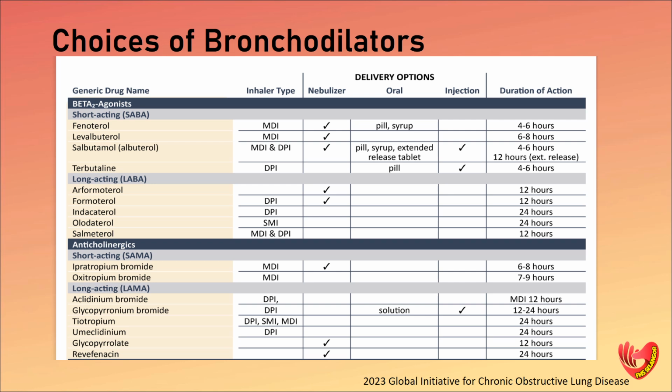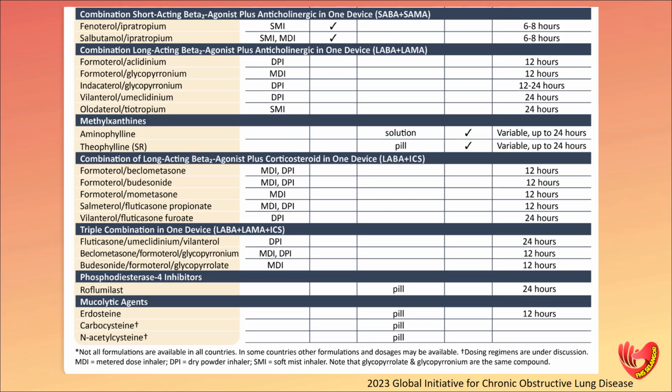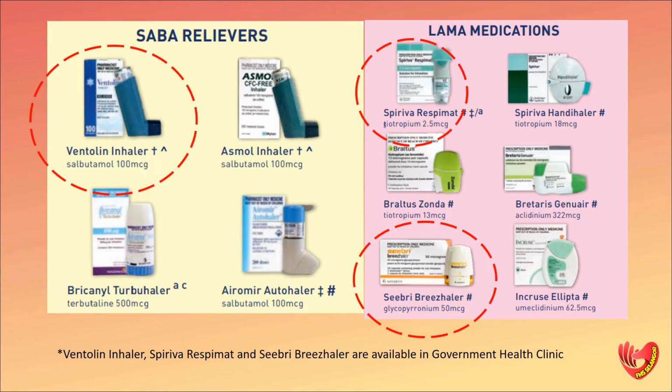These are the choices of bronchodilators available. Choices of short and long-acting beta-agonists, choices of short and long-acting anticholinergics. These are the choices of combination of short-acting beta-agonists plus anticholinergics in one device, choices of combination of long-acting beta-agonists plus anticholinergics in one device, and other medications as listed below. This slide shows common inhalers that are available in government health clinics in primary care settings.